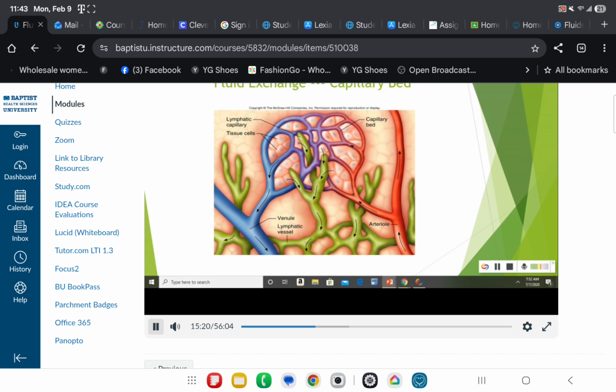So let's talk about what happens in the fluids that are associated with each end, okay? On the actual arterial end, let's talk about the fluid exchange. She talks about the fluid exchange on page 163 and the pressures that are involved. There are two pressures involved on the arterial end. You're going to have your blood hydrostatic pressure, and then you're going to have your interstitial fluid osmotic pressure.